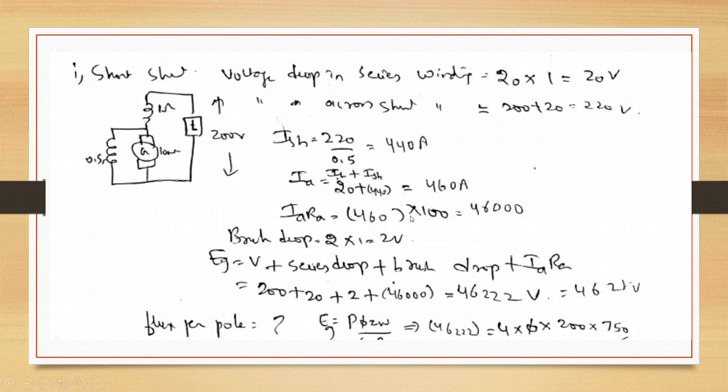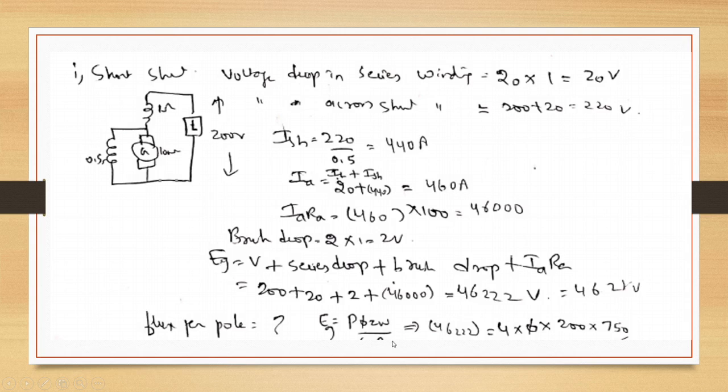IA RA is 460 into RA, which is 100 as given in the question, that is 46,000. Brush drop is 1 volt per brush, and 2 brushes are there, so 2 into 1, that is 2 volts. And the EMF equation for short shunt is EG is equal to V plus series drop plus brush drop plus IA RA. So V is 200 plus series drop 20 plus brush drop 2 and IA RA we have calculated as 46,000. So that becomes 46,222 volts, or 46.2 kilovolts.